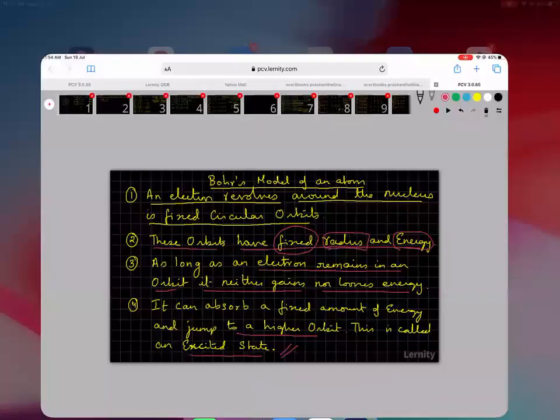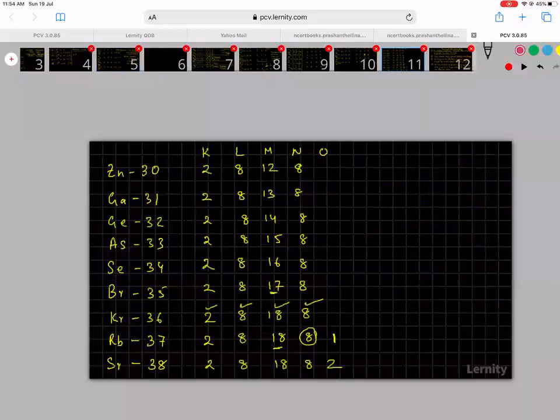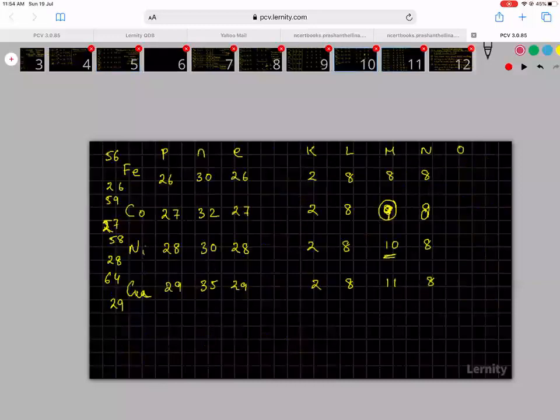I am saying that in the M shell, the maximum number of electrons is 18, no doubt. But the moment this happens, then in the outermost shell there will be more than 8 electrons. So that cannot happen. So in the outermost shell there cannot be more than 8, so it comes to the inner shell.